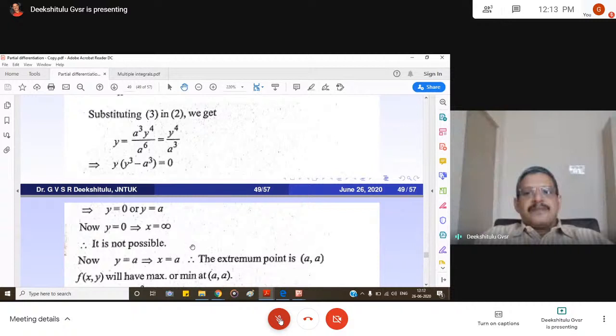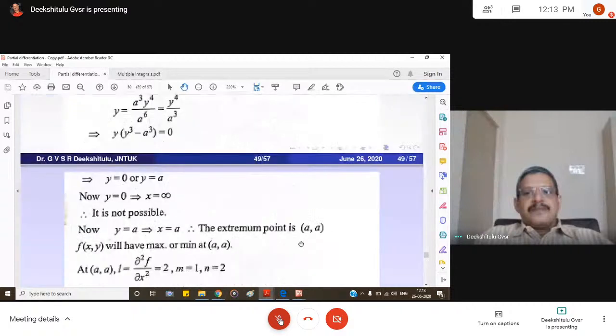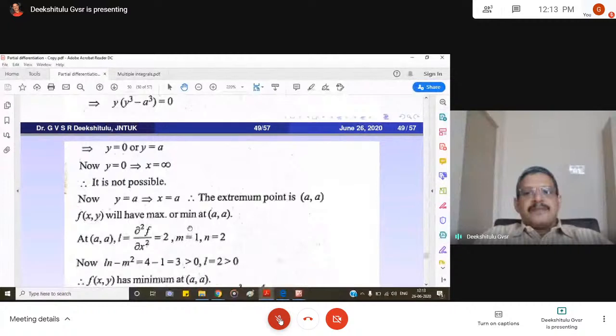So the point is (a, a). So f has an extreme, maximum or minimum, value at (a, a). Now we have to find whether it is a maximum or a minimum.